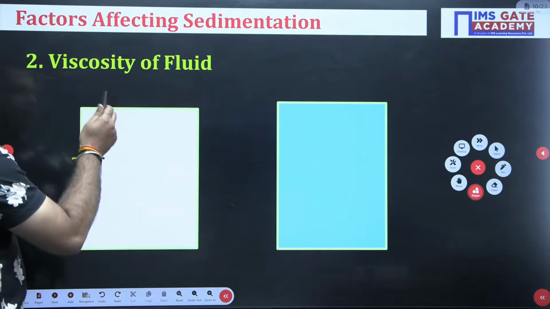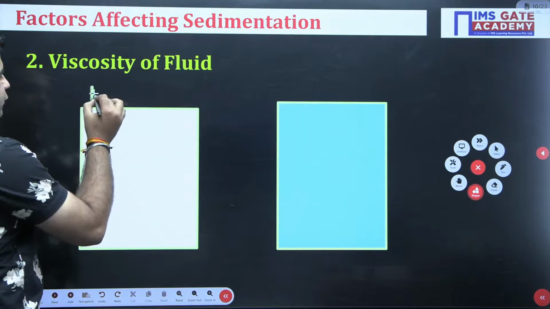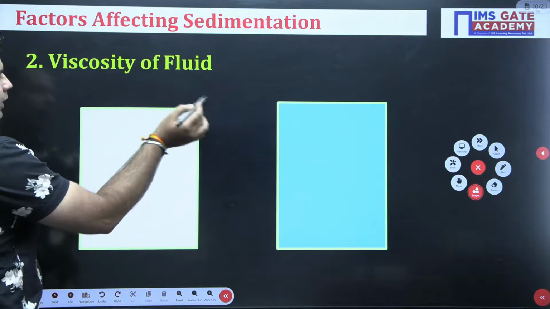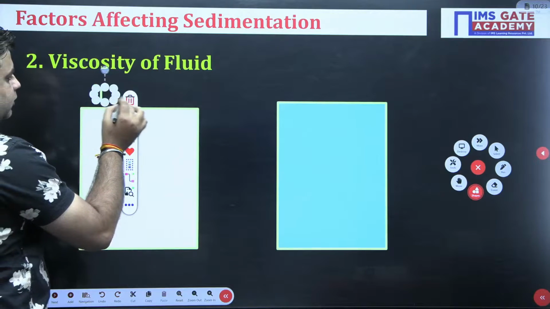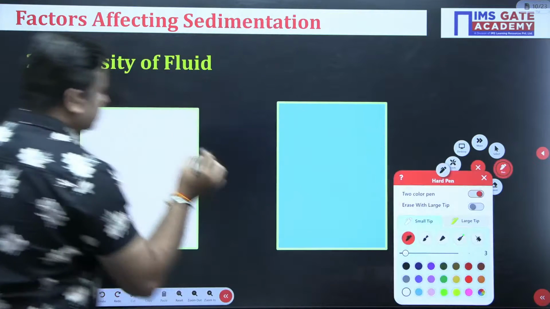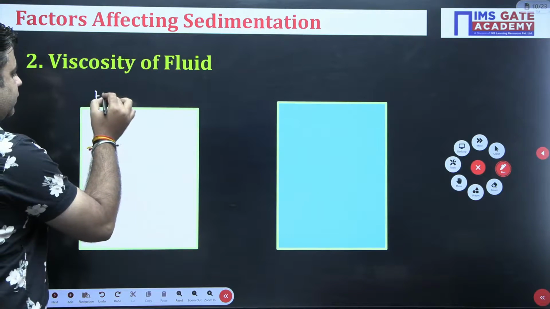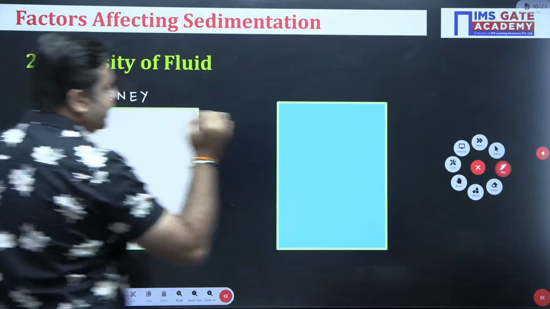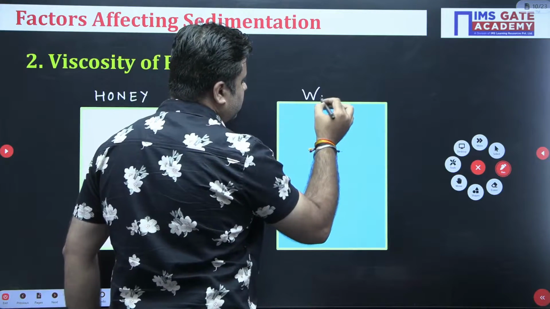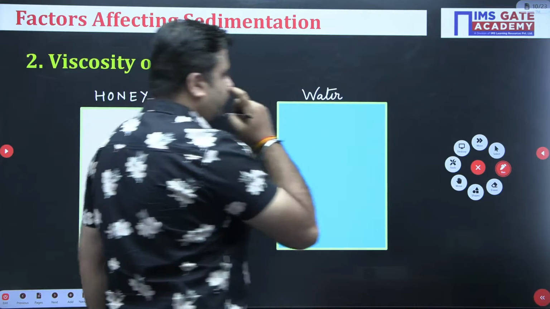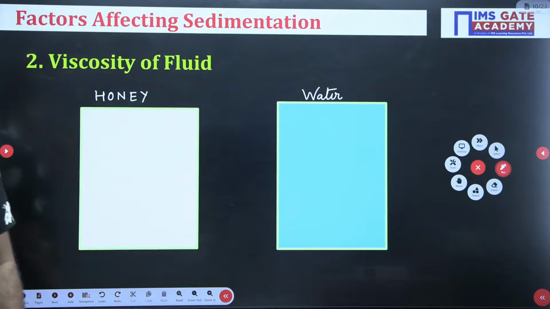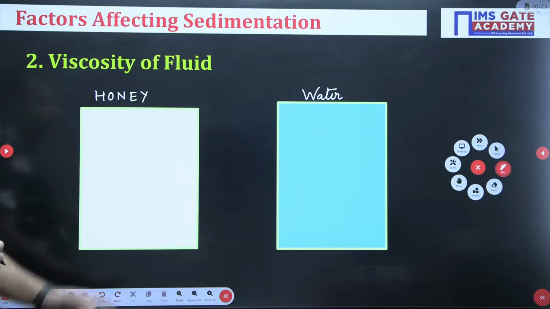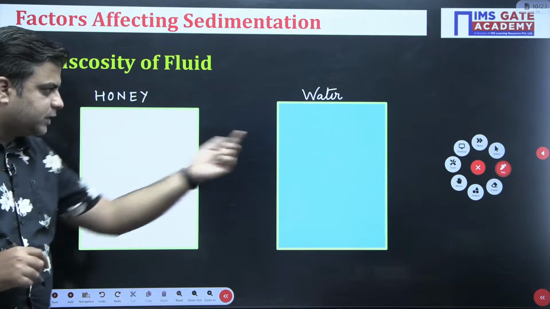This tank is filled of honey and the other tank is filled of water. This is honey here and then this is water. For which fluid is viscosity more? So obviously honey is more viscous than water.